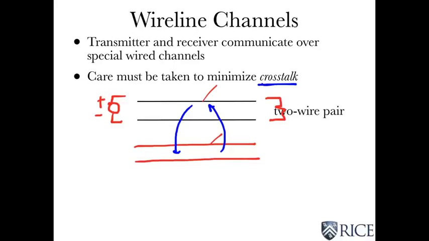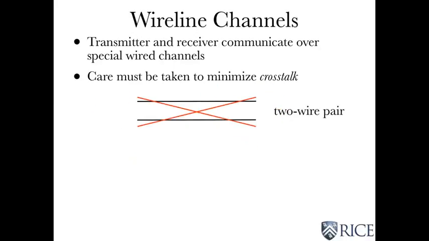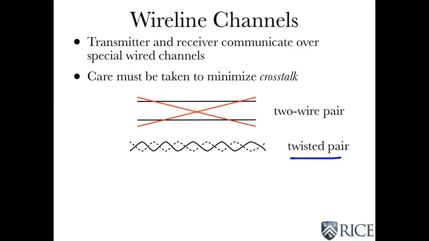Well, it turns out a simple change in that two-wire system can mitigate the crosstalk, and that is by twisting the pairs together. So you take the two wires and literally twist them. It's called a twisted pair, and it greatly reduces the crosstalk. It turns out if you solve Maxwell's equations for this much more complicated geometry, you can see that the crosstalk is greatly minimized.